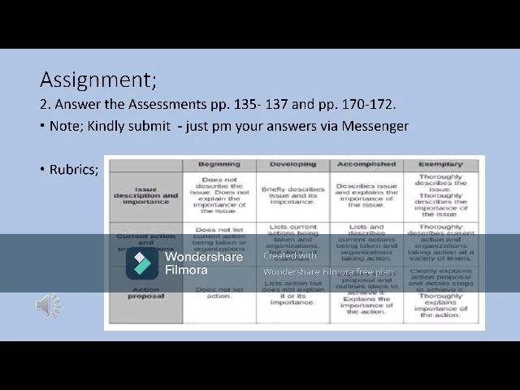Assignment number 2. Answer the assessments on pages 135 to 137 and pages 170 to 172. Kindly submit your answers via Messenger. Okay? It must be, just PM it to me. And then, we do have the rubrics here for your IPO.